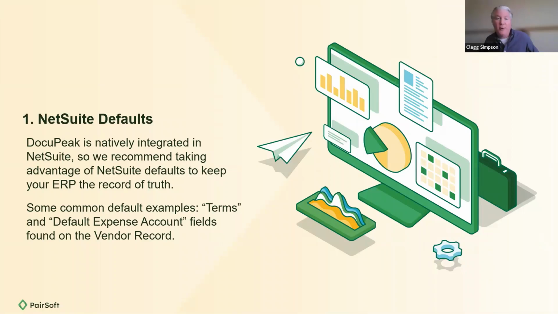So NetSuite defaults. The reason why I like to bring this one up is because when I mainly work with new customers of PairSoft, people that are looking at DocuPeak for the first time, I'll actually show these NetSuite defaults on some demonstrations. And I'm surprised, not a lot, but there are a few people, NetSuite users, that were unaware of these defaults. So I kind of like to point them out. Another reason why I like to point out these NetSuite defaults is because they do something very important. They keep NetSuite your record of truth, right?